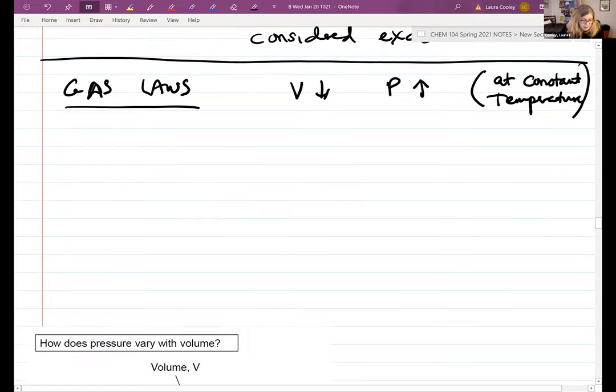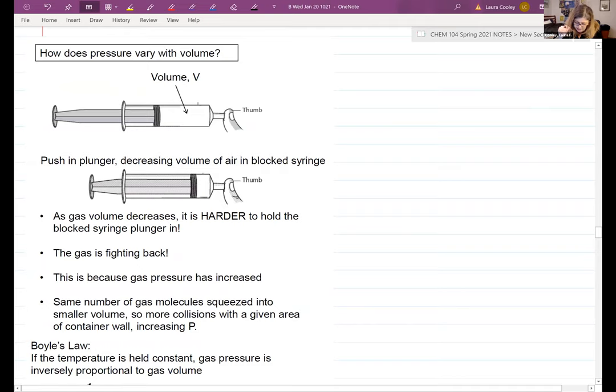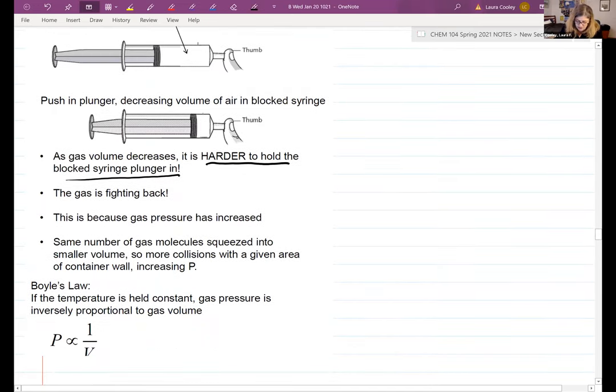So anyway, I pretty much showed you this thing with the blocked syringe, right? I didn't use my finger, I used a very nice valve. And as you push in on the plunger, it gets harder and harder to hold the plunger in. I showed you that because I like to say that the gas is fighting back, okay? So as the volume gets smaller, the pressure is going up. And I explained why this was: you have the same number of molecules in that smaller area, so you have more collisions per unit area.